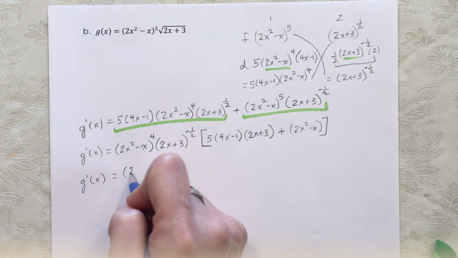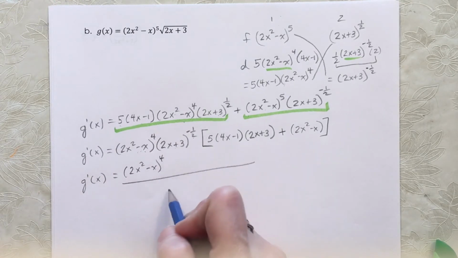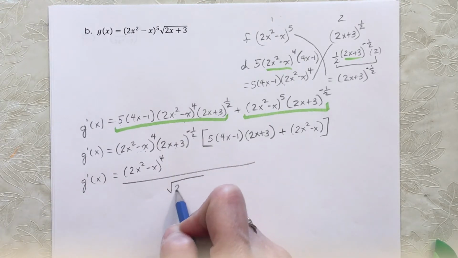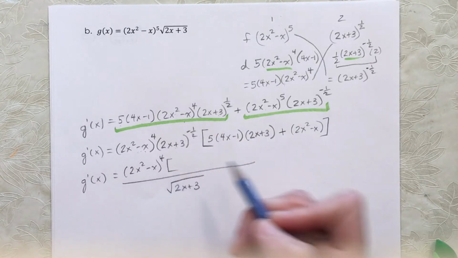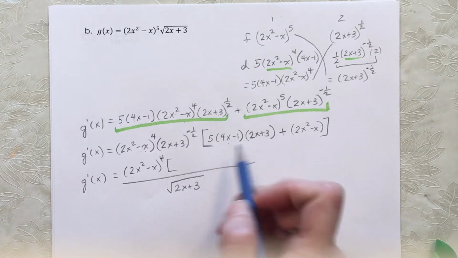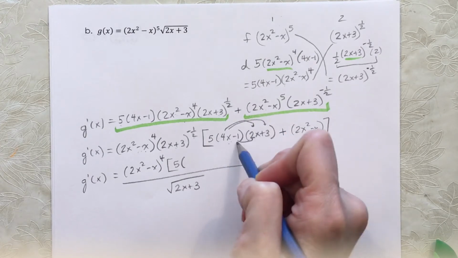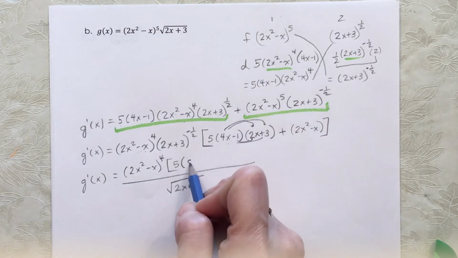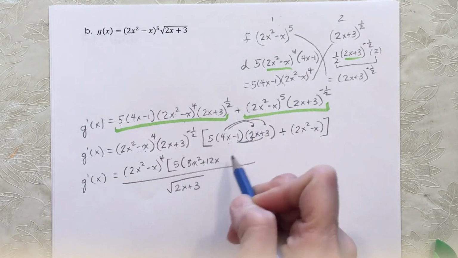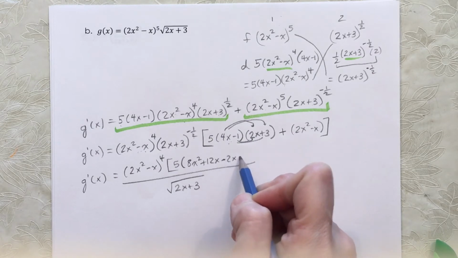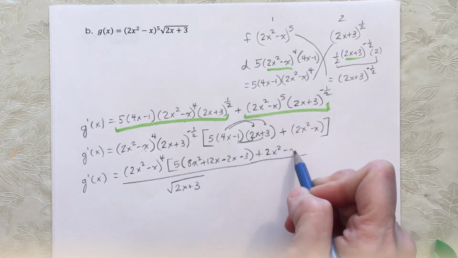Okay. So I'm going to keep the (2x squared minus x) to the fourth here. Move the (2x plus 3) to the bottom and make it the square root of 2x plus 3. And then I'm going to start simplifying inside the square brackets here. So I can see I'm going to have to do FOIL. So that's going to give me 8x squared plus 12x minus 2x minus 3 plus 2x squared minus x.